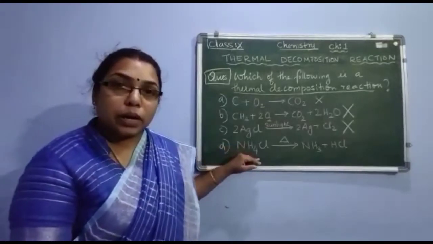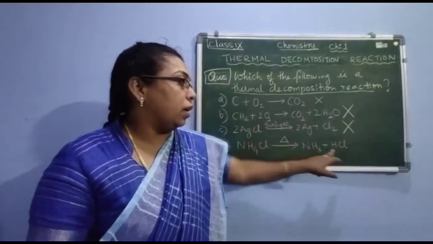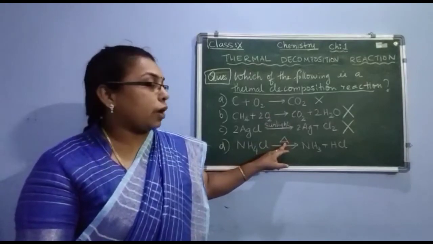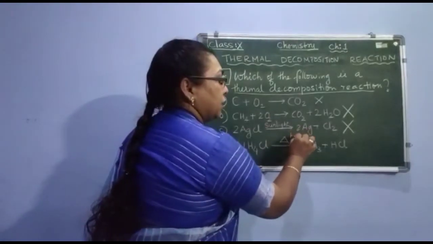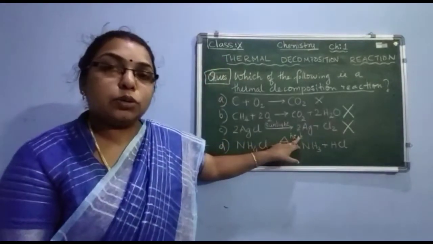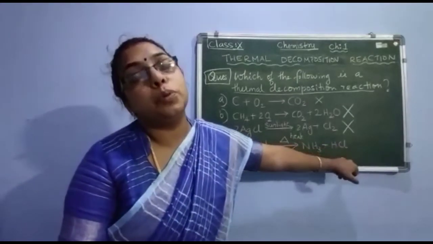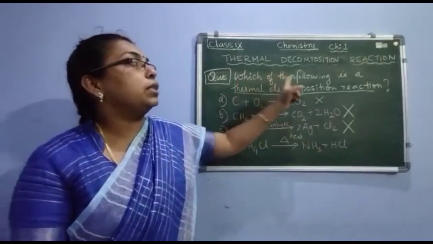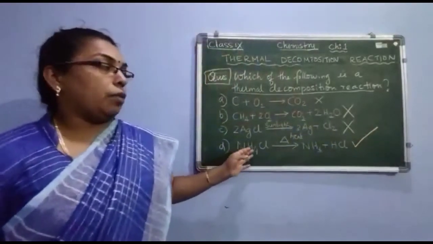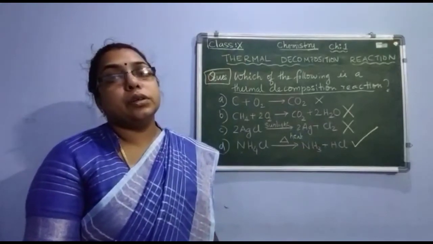And come to the last one. Ammonium chloride converts to ammonia and HCl. And see what is written above the arrow. This triangle represents heat. So if heat is supplied to the reaction and the single reactant converts to 2 products, then it is called a thermal decomposition reaction. So the correct option is D. Ammonium chloride on heating will give ammonia and hydrogen chloride.